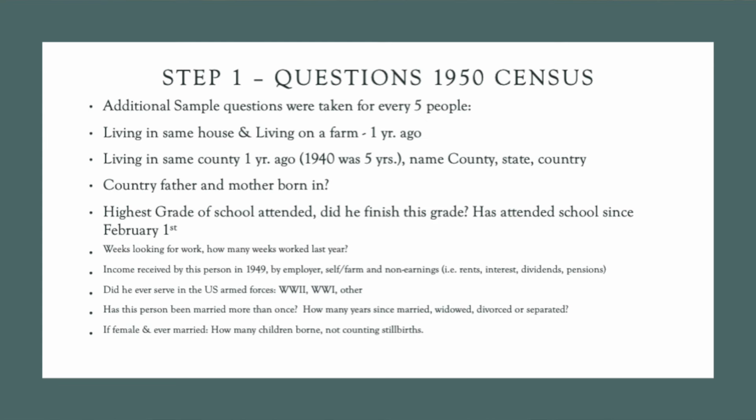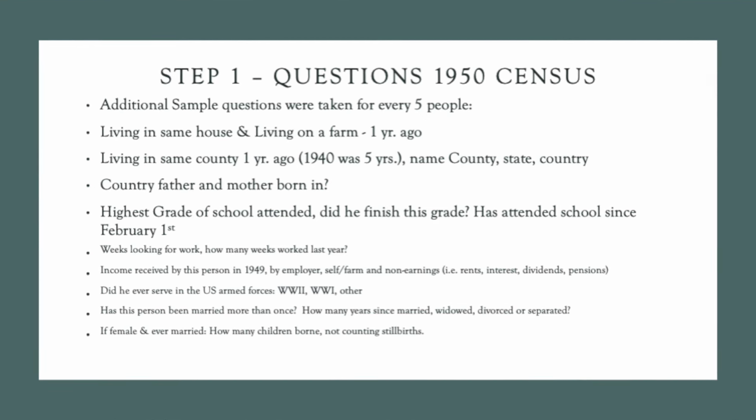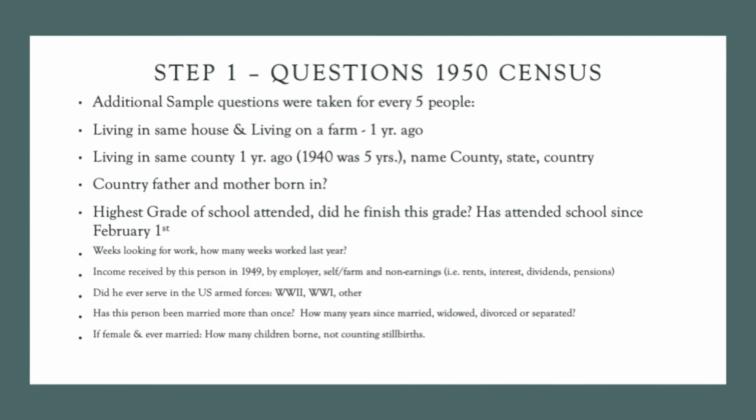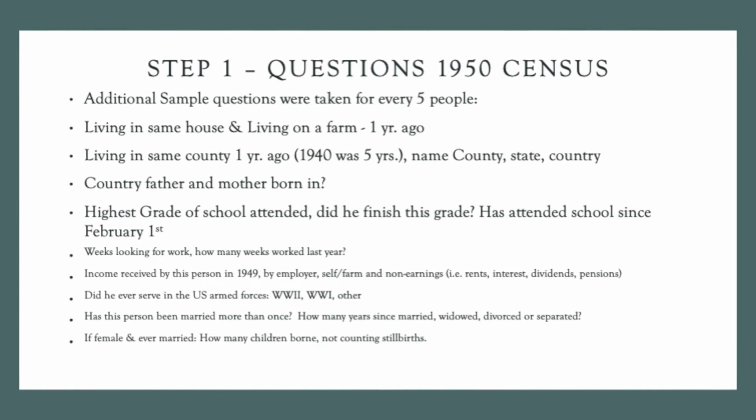And then in the 1950 census, what they did was they said, we want to take a sample. We don't want to do this for everyone, but we're going to take a sample. So every 5th person, there's like a little extra circle or line on the number, and they're going to ask those people additional questions. Those additional sample questions were: were you living in the same house or farm 1 year ago? In the 1940 census, they asked that question about 5 years ago in 1935. In this case, they're asking about it in 1949.